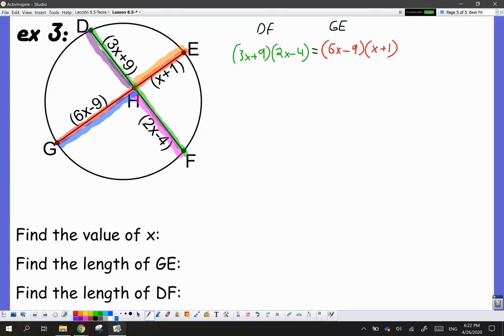So at this point, you're probably thinking, well, how do I do this? Hopefully you remember from Algebra 1, but if you don't, there are several ways. You can use the FOIL method. First, outer, inner, last tells you which parts to multiply, but I prefer using the box method. So I'm going to draw a 2x2 box here.